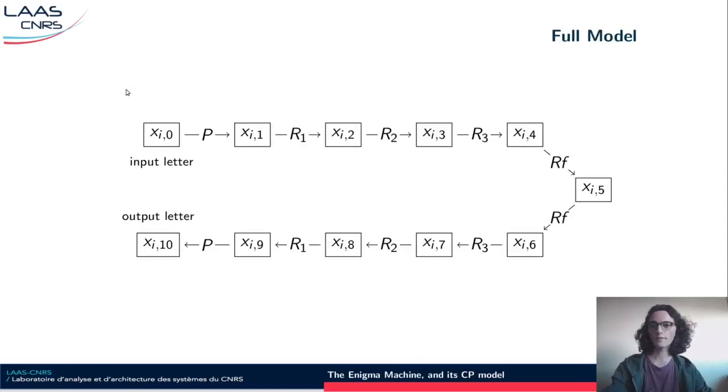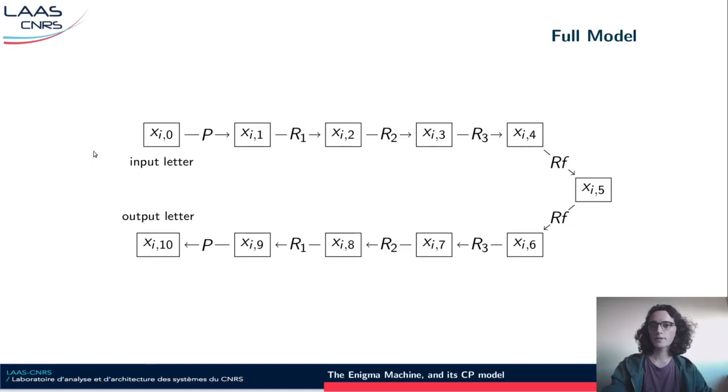So overall, we have for each letter in the plain text a variable xi0 for the position i in the plain text, and then at every step of encryption, we have a variable representing the internal letter at this step of the encryption until we reach the output letter xi10, which is the letter at position 10 in the ciphertext.